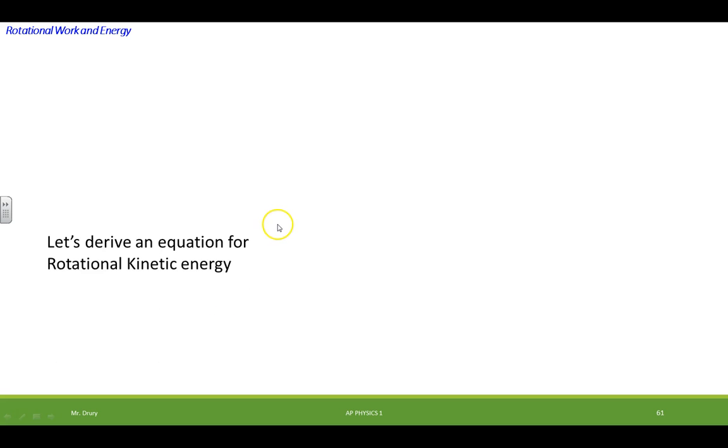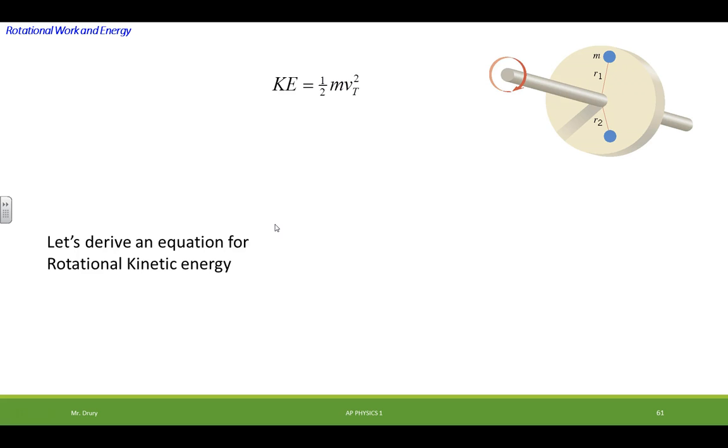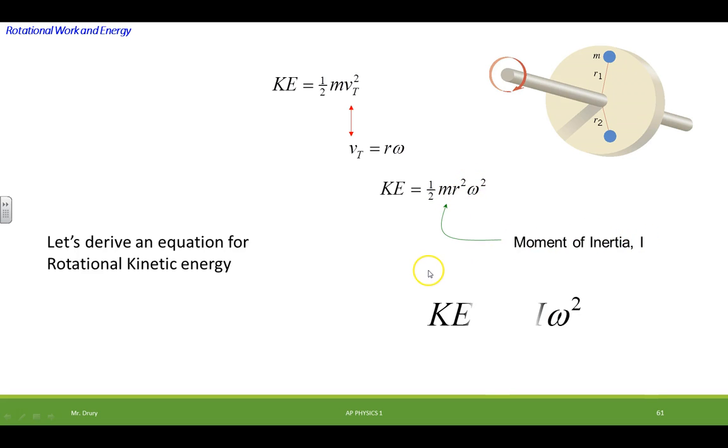Alright, so now let's derive an equation for rotational kinetic energy. Here is linear kinetic energy, where it's 1/2 mass times the velocity tangential squared. And I know that velocity tangential can be replaced with r omega, its angular equivalent. So now I have this equation. And I should be able to recognize that mr squared is the moment of inertia for a point mass.